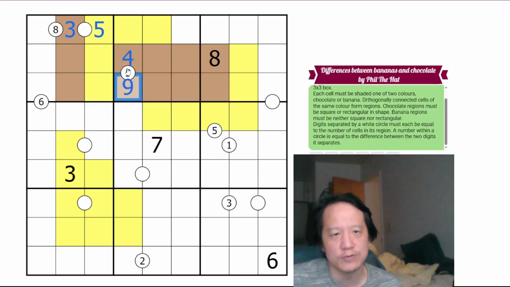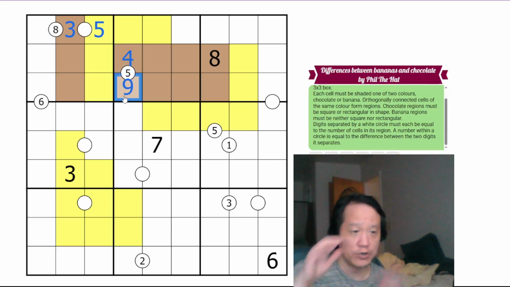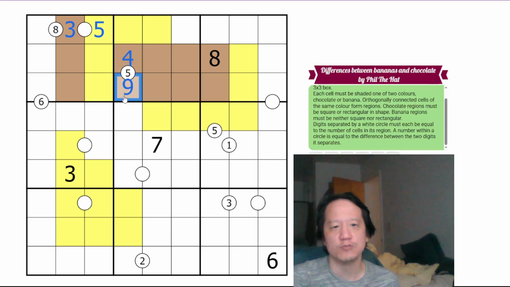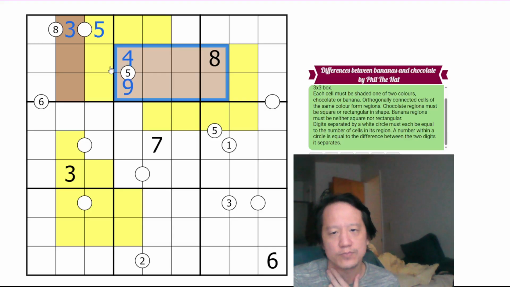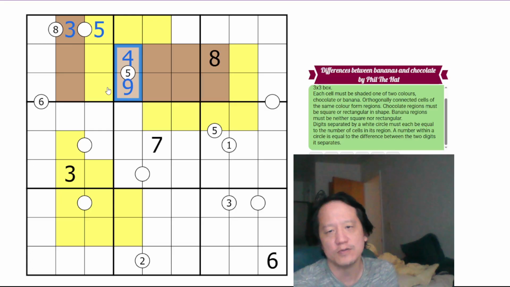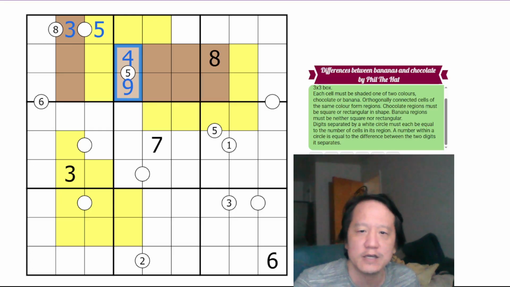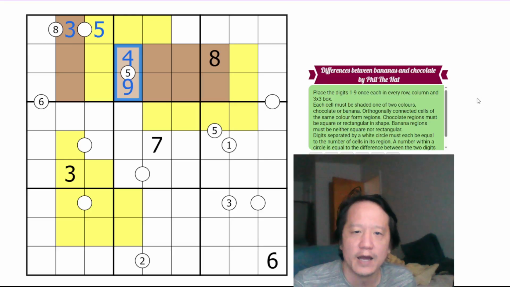Again, these have to match the number of cells in its region, which is going to be the orthogonally connected region, which means it's basically a region in which you can go from any cell in the region to any other cell in the region just by going through edges while staying within the region. Anyways, those are all the rules. If you'd like to play along, there's going to be a link in the description. And now, I'm going to get started.